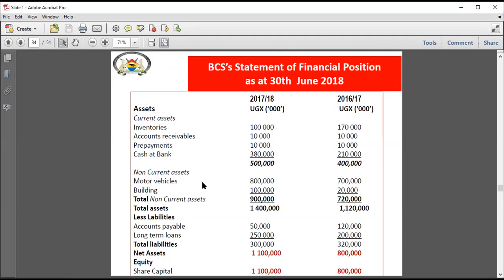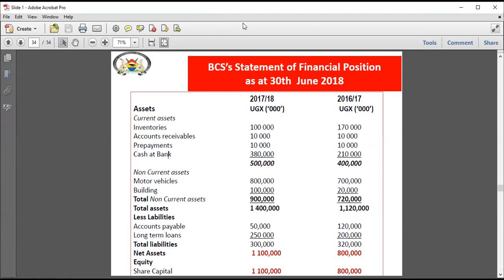It's the same thing. Current assets are assets that are going to last for a period not more than 12 months. So they will be consumed within a period of 12 months. Things like inventory, which can also be called stock. Things like accounts receivable, which are our debtors, the people that we sold to on credit. So we expect that they will pay within 1 year.